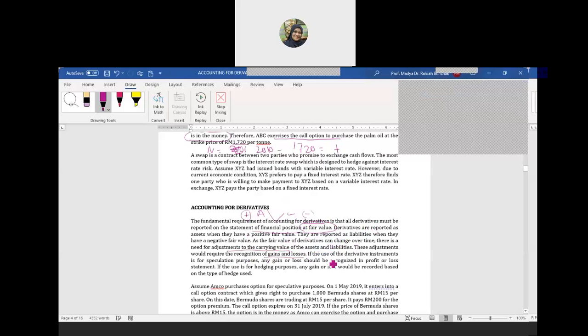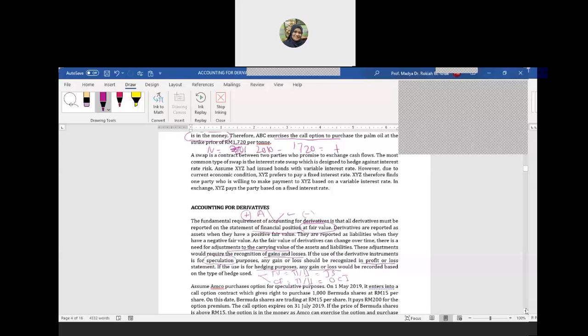If the derivative instrument is used for speculation purposes, speculation here meaning not for hedging, any gain or loss should be recognized in P&L. But if we use it for hedging purposes, any gain or loss would be recorded based on the type of hedge used. If you use a fair value hedge, the gain or loss will be transferred to the income statement, or P&L. But if you use a cash flow hedge, the gain or loss will be transferred to other comprehensive income.